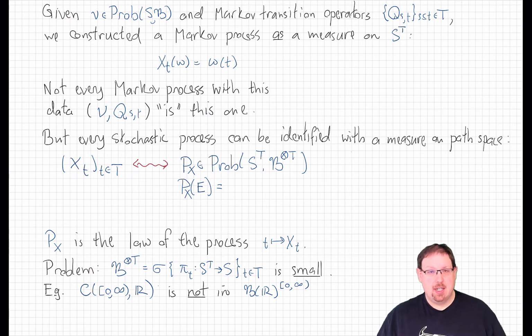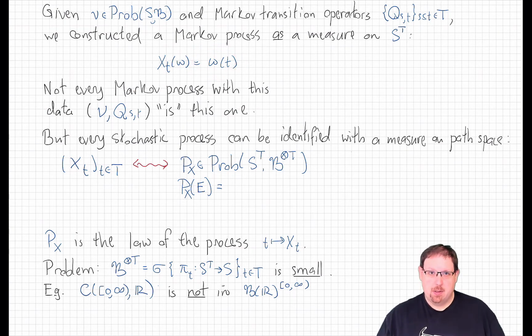the set of all functions from T into S. If we think of T as a continuous time parameter, then this is just the set of all paths, not necessarily continuous or regular in any way, but functions from positive time into our state space. And then we defined our process to be the coordinate process, that is, X_t at an outcome omega is just the point that the path got to at time t.